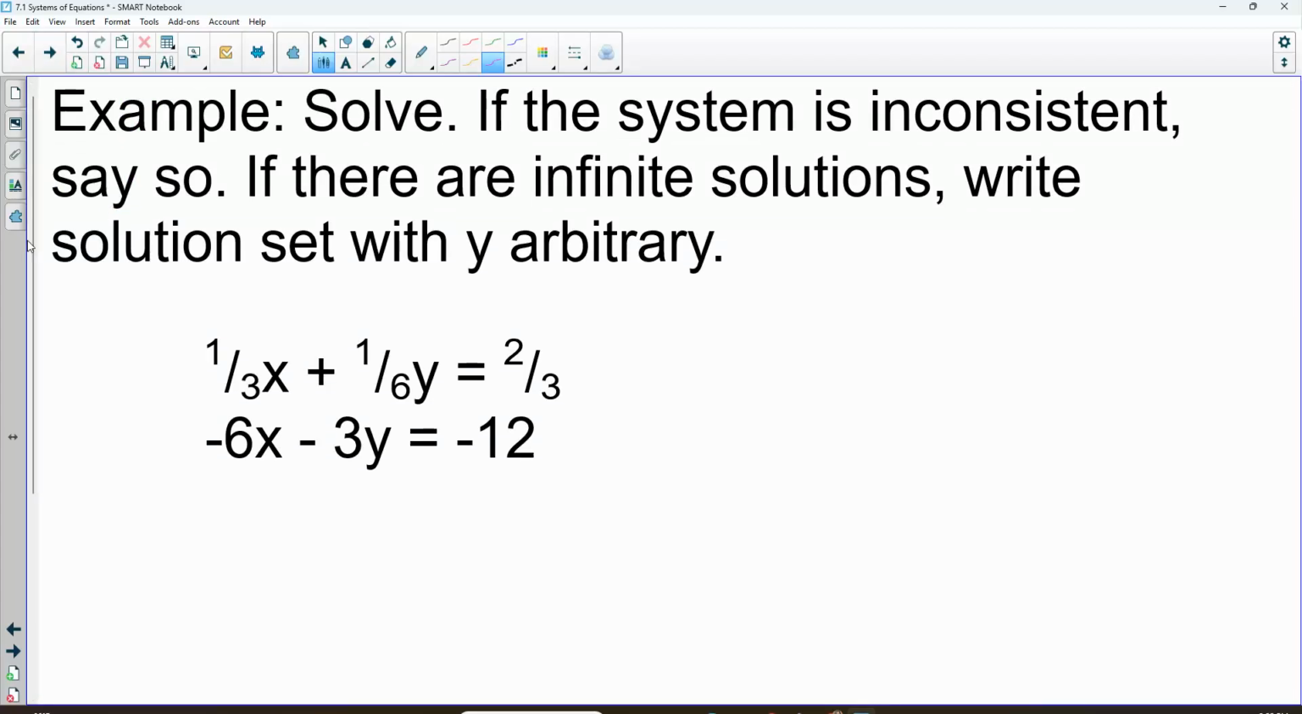What if I gave you this one? So if I want to cancel x, first of all, to get rid of the fraction, I have to multiply by 3, right? And then I need it to be a 6, so 3 times 6 is 18. So I'm going to multiply an 18 through. So then I get 6x plus 3y equals 12. My second equation didn't change.